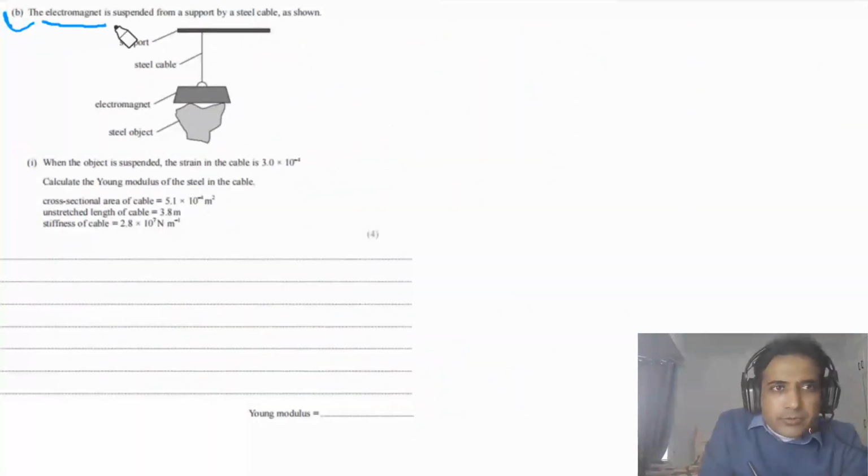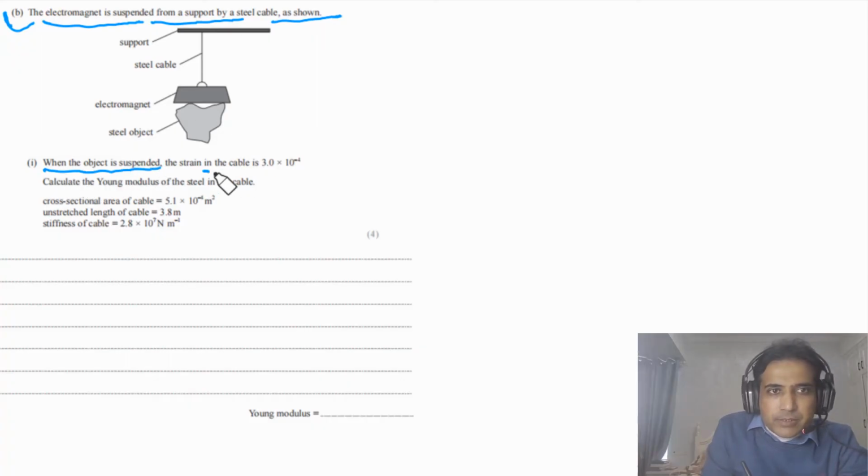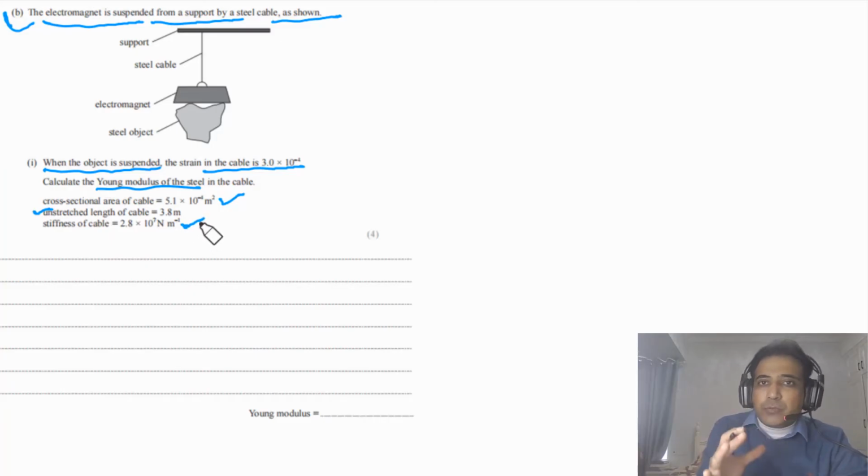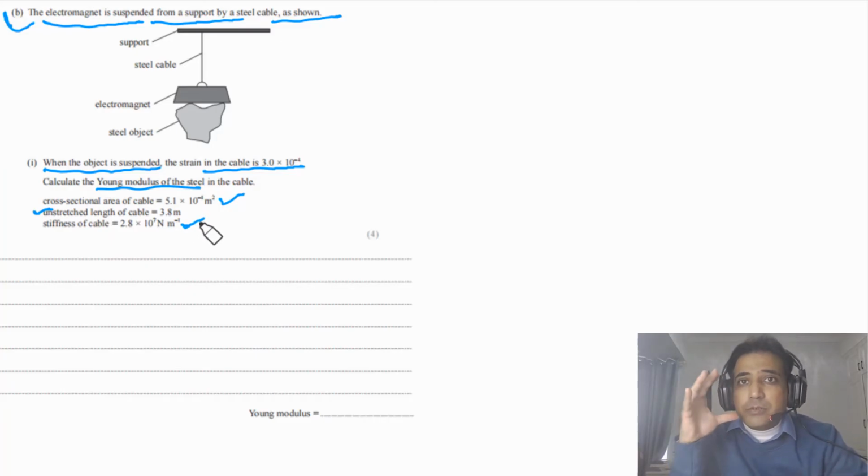Part B says the electromagnet is suspended from a support by a steel cable as shown in the figure. When the object is suspended, the strain in the cable is 3.0 times 10 to minus 4. Calculate the Young's modulus of the steel in the cable. The cross-sectional area of the cable is given to us, the unstretched length of the cable is given, and the stiffness of the cable is given to us. So simply we need to calculate Young's modulus. This question is a little bit tricky.